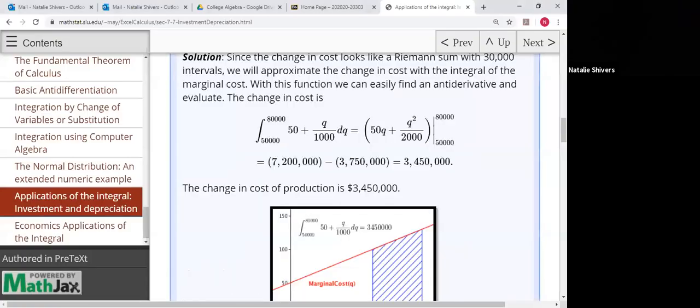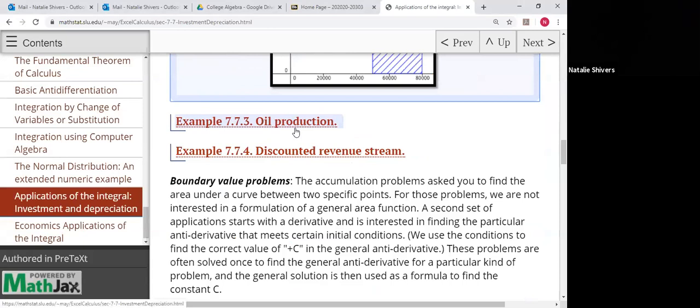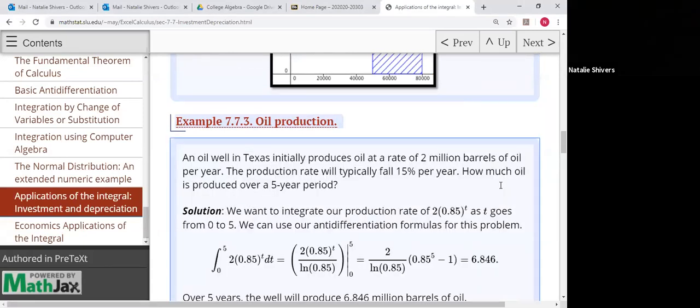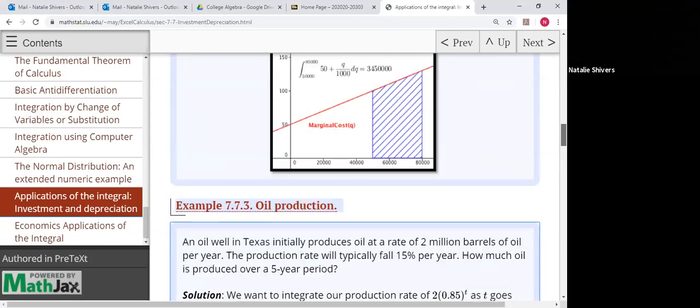Okay. So now we're on 7.3, or example 3. So it says an oil well in Texas initially produces at a rate of 2 million barrels of oil per year. The production rate will typically fall 15% per year. How much oil is produced over a 5-year period?